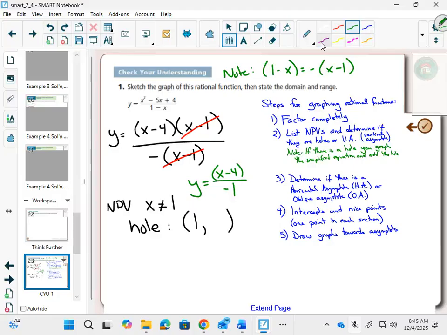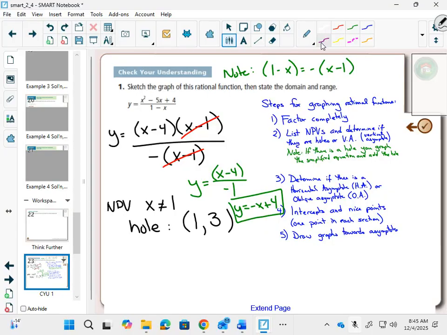Now, dividing by a negative 1 is the same as multiplying by a negative 1. I'll distribute that negative through. This is easier to work with than having that negative 1 on the bottom. You realize, hey, that's a straight line with a slope of negative 1 and a y-intercept of positive 4. So where's my hole going to be? I plug 1 into that green equation, and I get a hole at 1 comma 3.